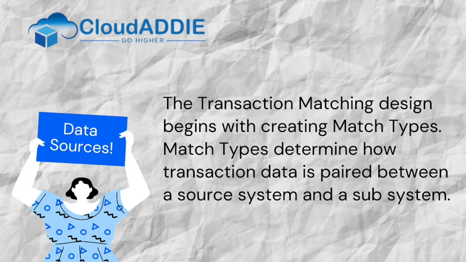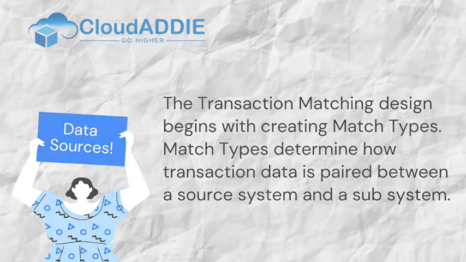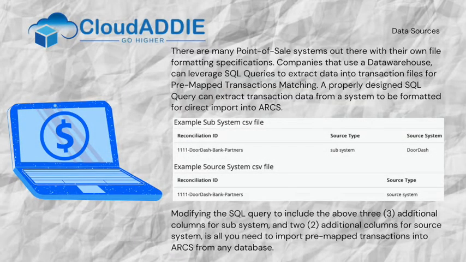The transaction matching design begins with creating match types. Match types determine how transaction data is paired between a source system and a subsystem. There are many point-of-sale systems out there with their own file formatting specifications. Companies that use a data warehouse can leverage SQL queries to extract data into transaction files for pre-mapped transactions matching.